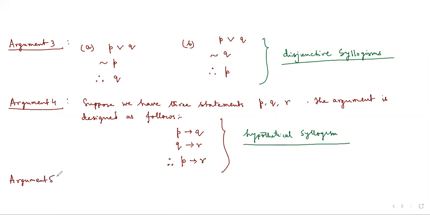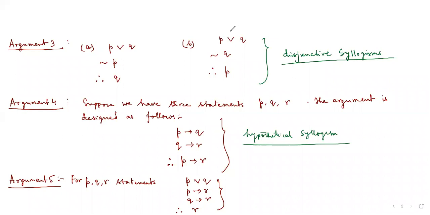Argument 5 goes like this, and I'm going to discuss argument 5 to see if you can find that this argument is valid. Again here, we are considering three statements P, Q, R. The argument is defined as follows. P or Q, P implies R, Q implies R, therefore R. Just check whether this argument is valid or not.